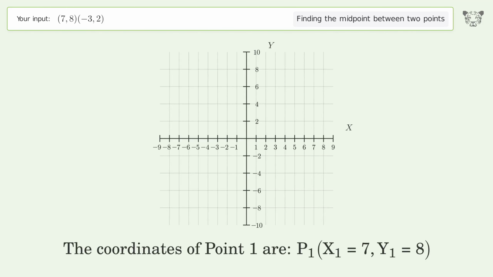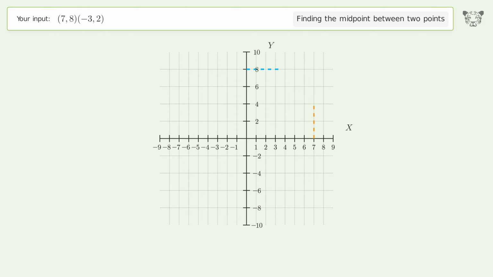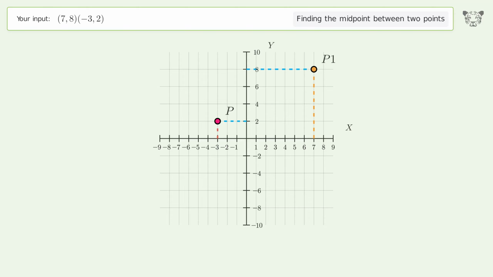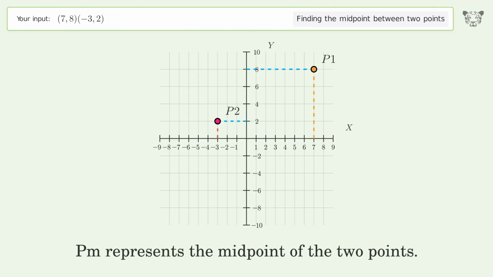The coordinates of point 1 are x1 equals 7, y1 equals 8. The coordinates of point 2 are x2 equals -3, y2 equals 2. PM represents the midpoint of the 2 points.